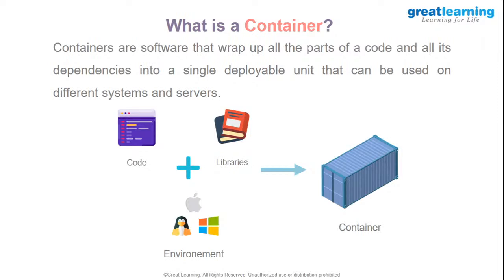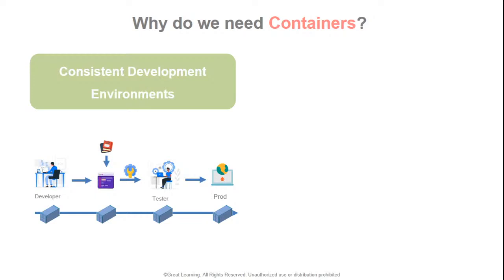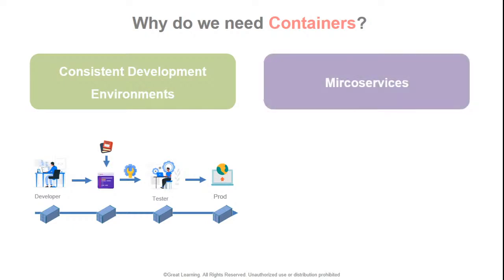It is like a software that wraps up all the parts of a code and all of its dependencies into a single deployable unit that can be used on different systems and servers. You have your code, which is taken with the libraries, with the environment, with all the frameworks, with all the different tools, and put into one container. So that's your container. Alright, so why do we need containers? Again, two reasons: to maintain consistency across the different environments in your software development process, and for microservices.